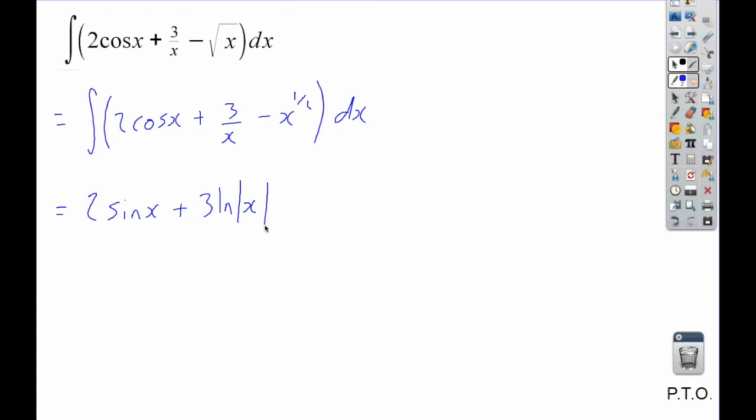Even when you don't have limits to substitute in, I would say it's a good habit to write the modulus brackets. And then this last one, x to the power of a half. Well, normal algebraic rules of integration from what you did last year. Increase the power by 1, so it's 3 over 2, and then multiply by 2/3, the reciprocal of 3 over 2. And let's subtract. Do not forget the plus c.